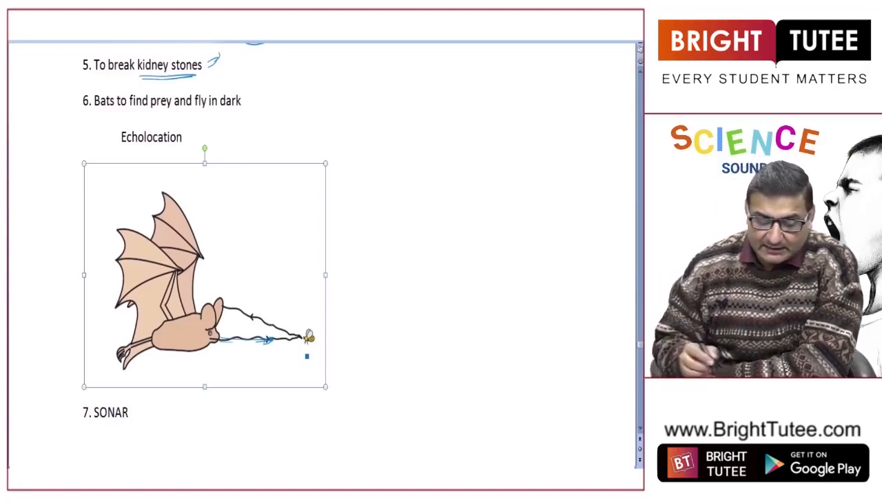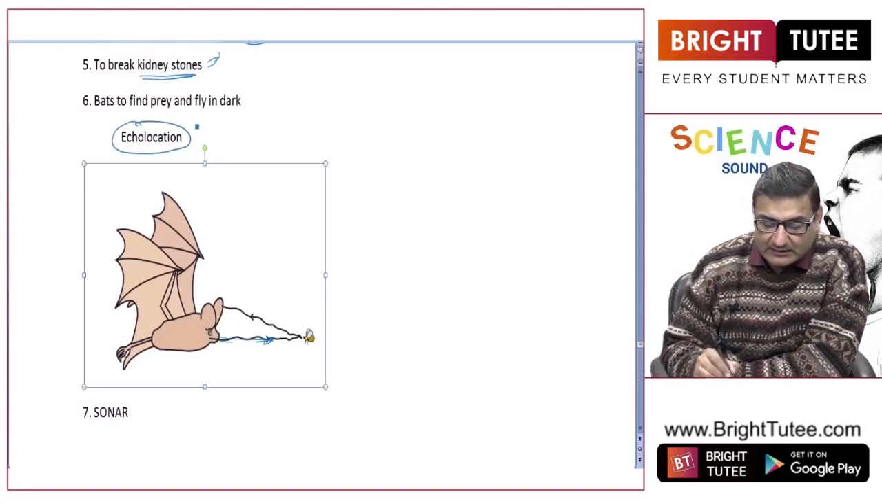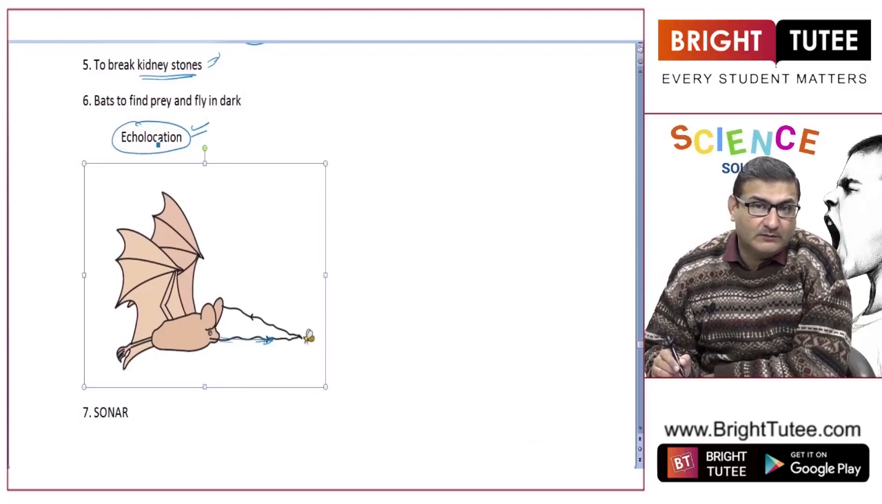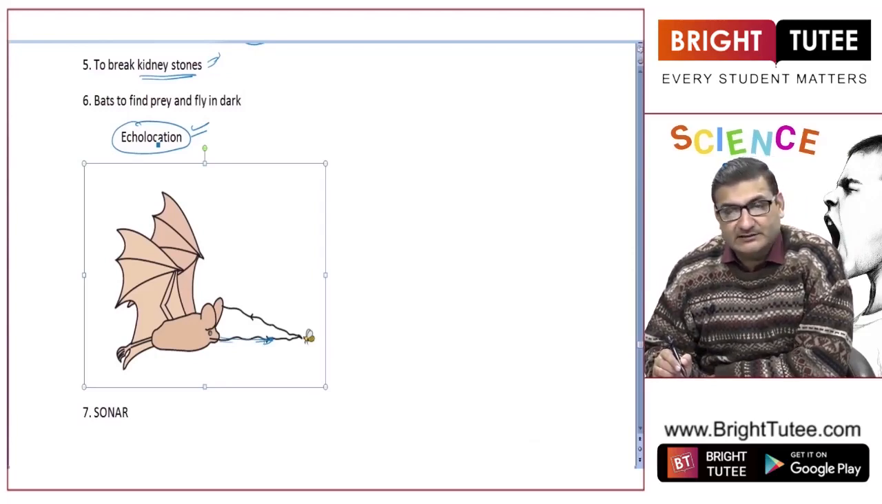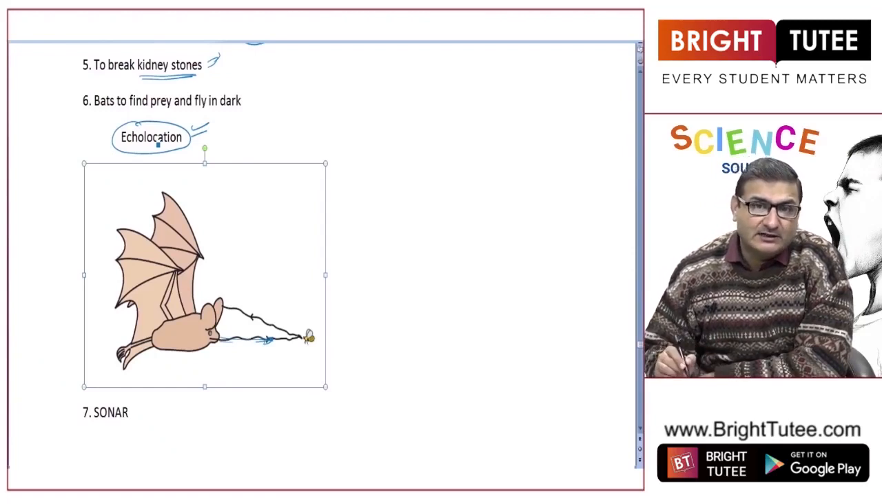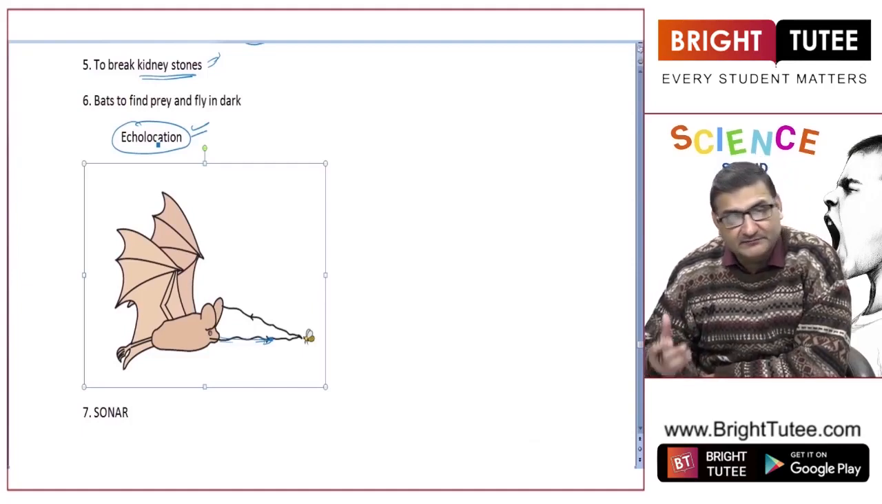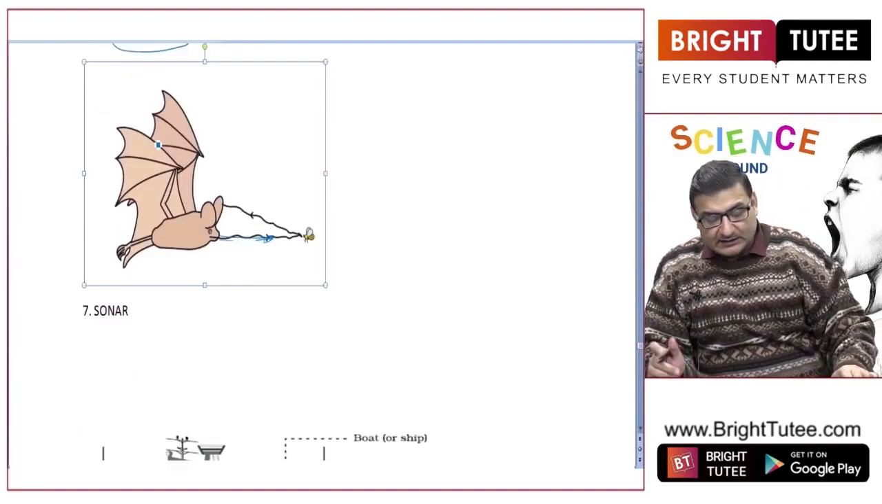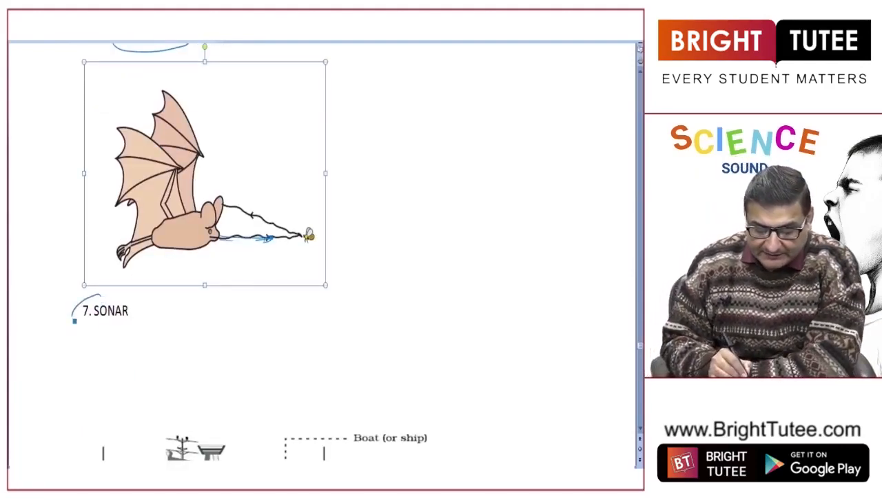This technique used by bats is known as echolocation. It's a very important 1 mark question. What is echolocation? Right. So it is the technique used by bats to locate their prey at night, producing the ultrasound waves. Got it? Another very important question, that is the last application, very important students.